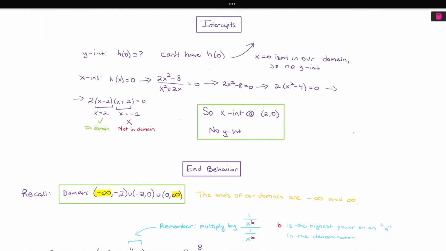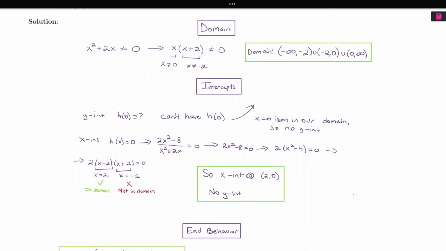And next, for our intercepts, for the y-intercept, that would be finding what h of 0 is. So when we plug in 0 for x, but we can't have h of 0 because 0 is not included in our domain. So since x equals 0 isn't in our domain, there's no y-intercept.